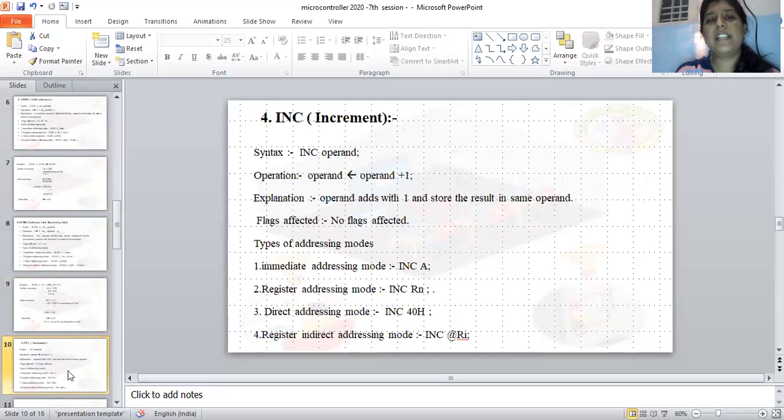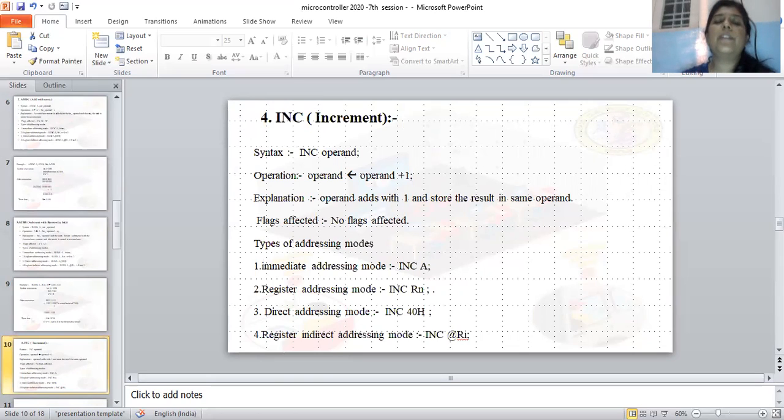Next instruction is increment, that is INC. The syntax for this instruction is INC operand. What will it do? After the execution of this instruction, it increments the operand by 1 and stores the result into the same operand. After the execution of this instruction, no flags are affected.